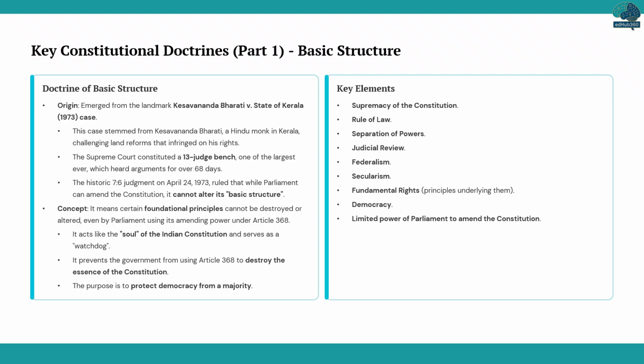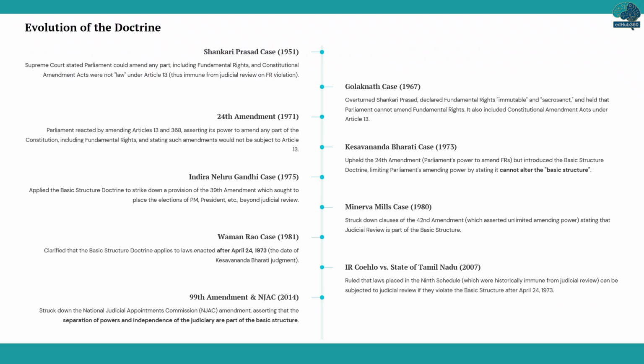The basic structure doctrine didn't appear overnight. It evolved through a series of significant court cases and amendments. In the 1951 Shankari Prasad case, the Supreme Court initially ruled that Parliament could amend any part of the Constitution, including fundamental rights. However, this was overturned by the 1967 Golaknath case, which declared fundamental rights immutable and beyond Parliament's amending power. Parliament responded with the 24th Amendment in 1971, reasserting its power to amend any part of the Constitution.